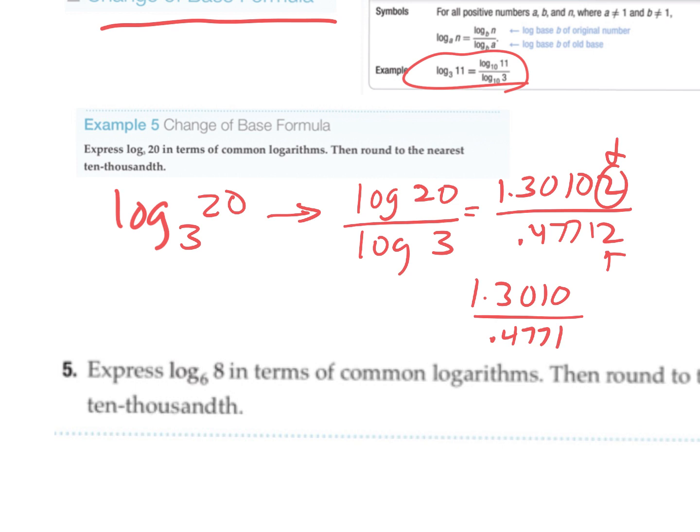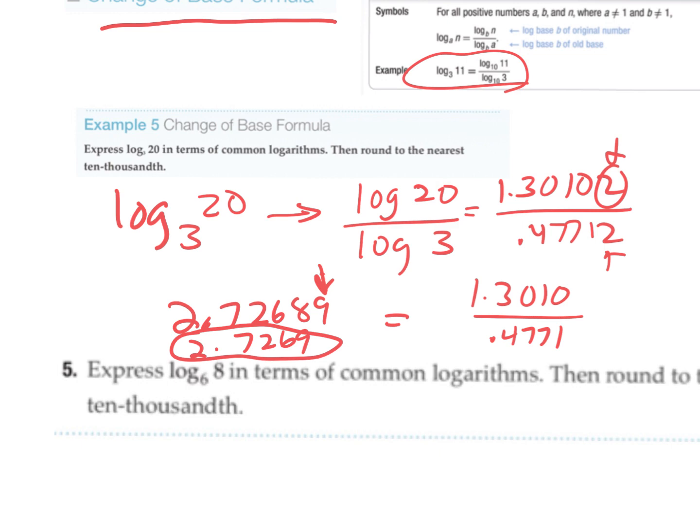0.4771. And if you take that in your calculator and go 1.301 divided by 0.4771, we'll get our final answer of 2.72689. Once again, that number's bigger than 5, so our answer is going to be 2.7269 as our final answer for that. So we can figure that out by just changing the base so we can type it in our calculator.